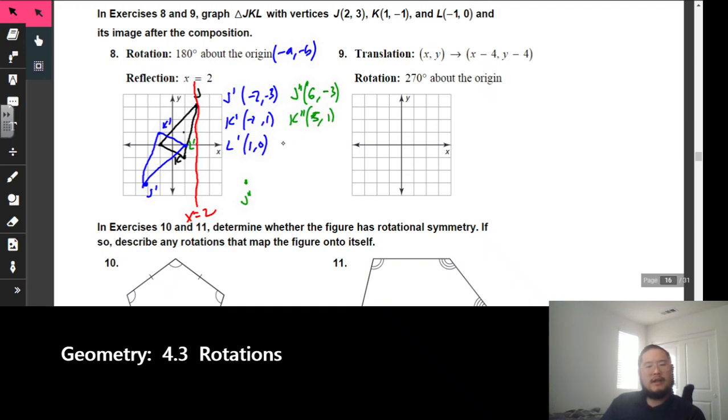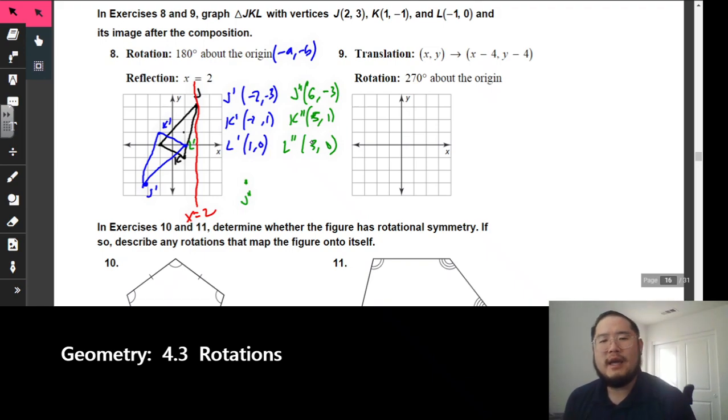And it's positive. And then L double prime happens to be right here. It's at 1 unit to the left of the red line. So it's 1 unit to the right. 1, 2. So it's going to be at 3, comma, 0. And there you have it. We have this beautiful composition from points JKL to JKL prime and JKL double prime.